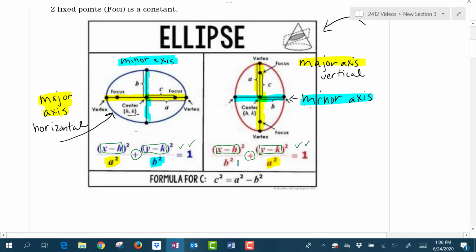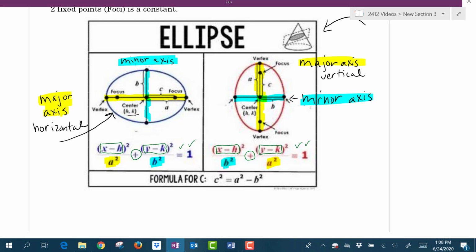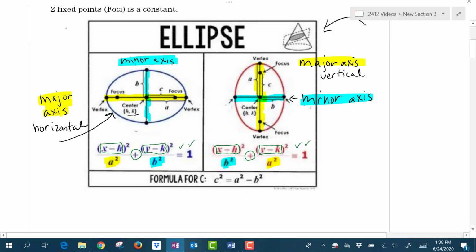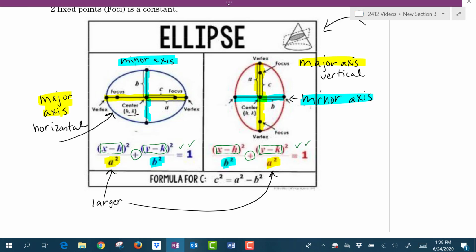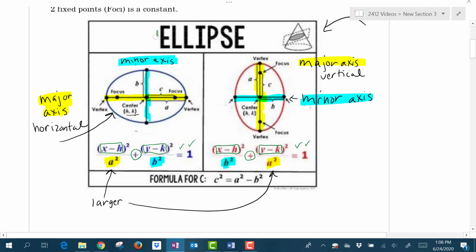Okay, so it has an a squared and a b squared, the a dealing with the major axis, the b dealing with the minor axis. So I'm just going to write here that for our purposes, the a squared will always be larger. Now something else, how do we know the orientation? How can I look at the equation and tell if the major axis will be vertical or horizontal?